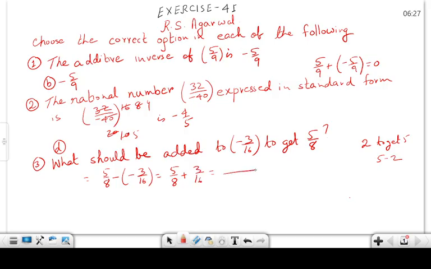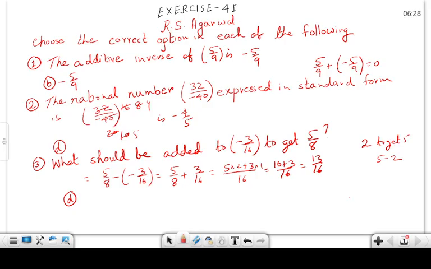If we take the LCM as 16, we get 5 into 2 plus 3 into 1, that is 10 plus 3 by 16. Therefore, we are getting 13 by 16, and the option is D. Question number 3, the option is D.